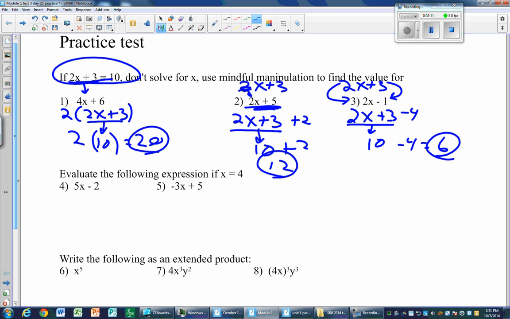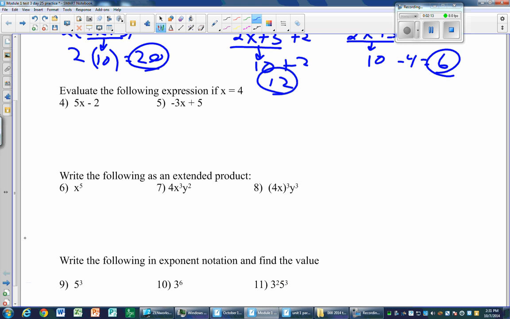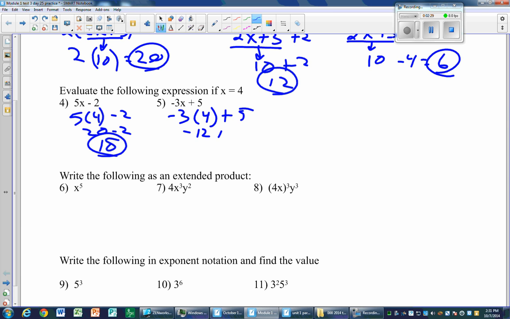Okay, so those are the first three. Now, evaluate each of the following expressions if x is 4. Simply, it means plug in 4 wherever the x is. So it's 20 minus 2, which is 18. Plug in the 4 wherever there's an x, and we get negative 12 plus 5, which is negative 7.